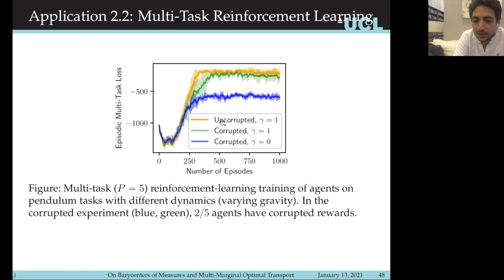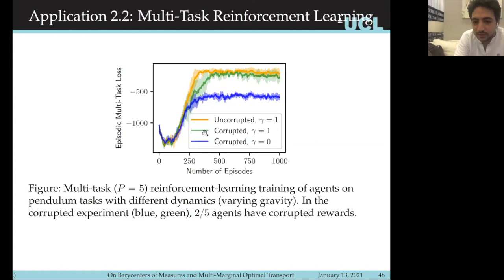When we are in the uncorrupted setting, so all agents get rewards, they all learn to solve their task pretty efficiently. And so the five agents learn to solve their task. And so obviously we want to try to find a way of saving these two agents that don't get rewards and allowing them to learn even though they don't get rewards from the environment.